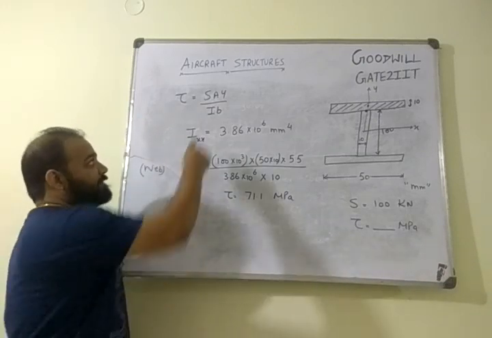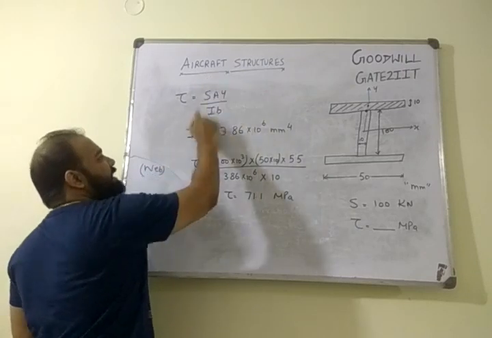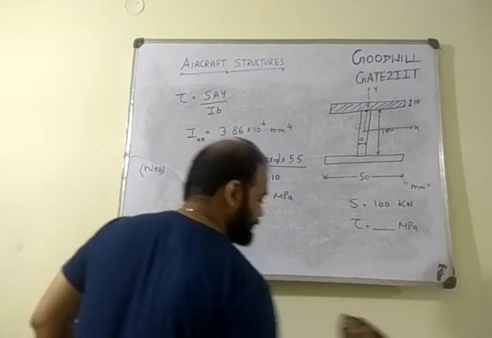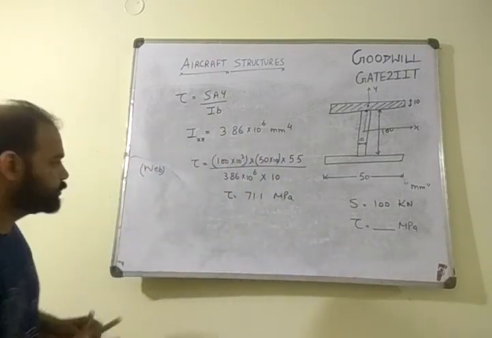So this is the way of calculating using a formula SAY divided by IB. And I'll be proving one more thing with this. Now this is for your homework. I want you to do this.